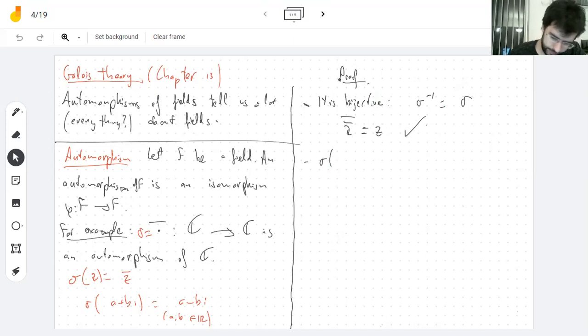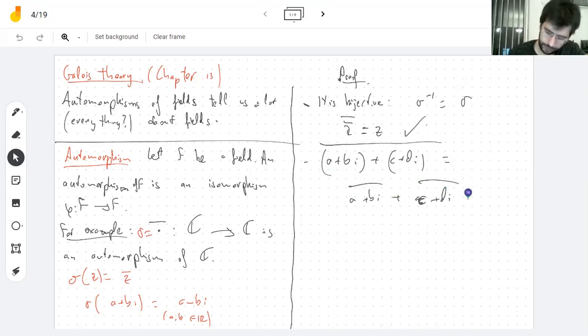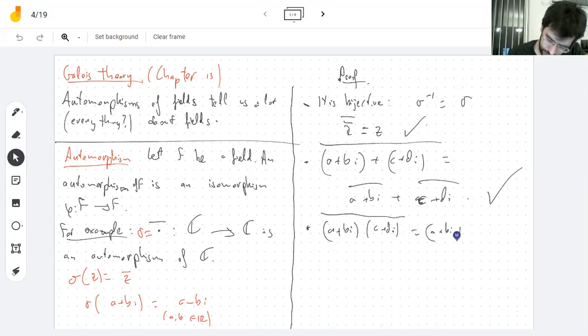Adding and conjugating is the same as conjugating then adding. I'm not going to check this. This is kind of boring to check, and there's no mystery. And multiplying and conjugating is also the same as conjugating then multiplying. And this one I should check, right? It's less boring.